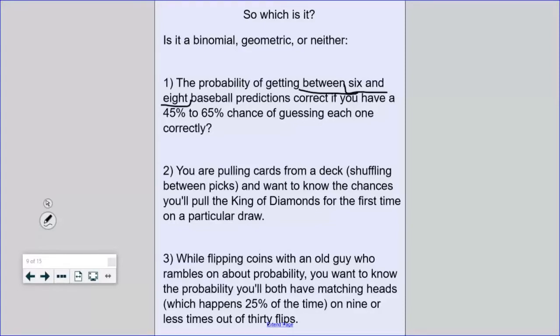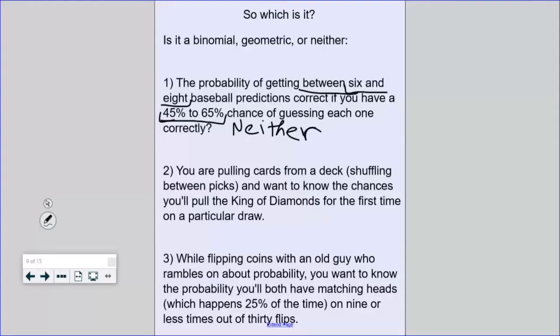But then I need a fixed probability. This is not fixed. Sometimes it's 45%, sometimes it's 60%. That's not fixed. If it's not fixed, it can't be a binomial. It can't be a geometric. So this is neither. It's not a binomial or a geometric. I don't have that fixed probability.